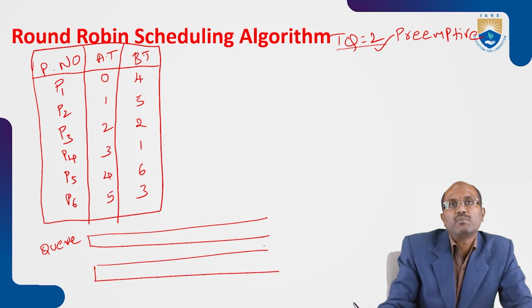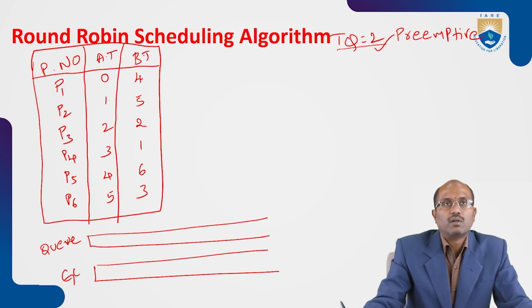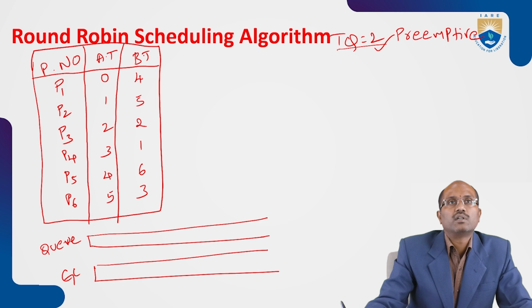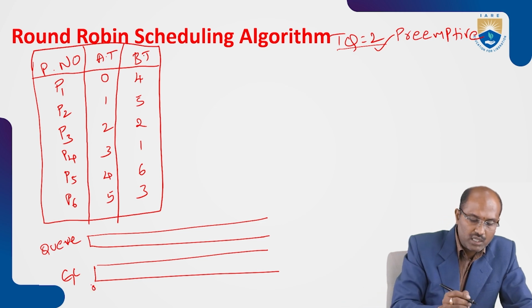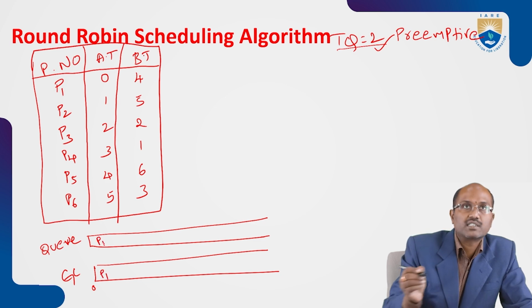So, I'm taking one Gantt chart and one queue. So this is a Gantt chart. I'm taking two data structures here: one is a Gantt chart, another one is a queue data structure. In the Gantt chart, in the 0th interval of time, first P1 comes. So that also enters into the queue.